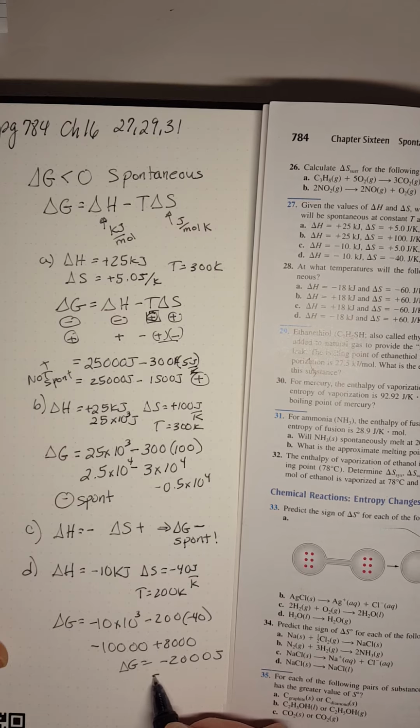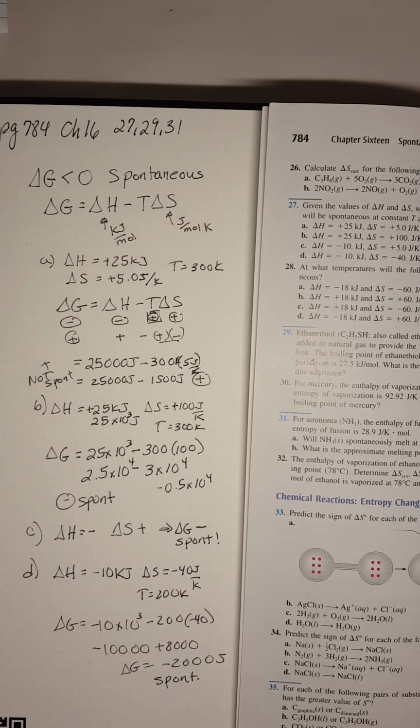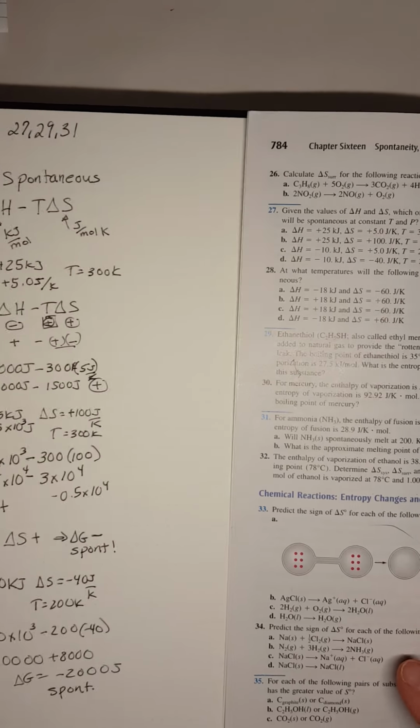That is going to be a spontaneous process. And that's how you do those calculations. Okay, so let's look at 29.